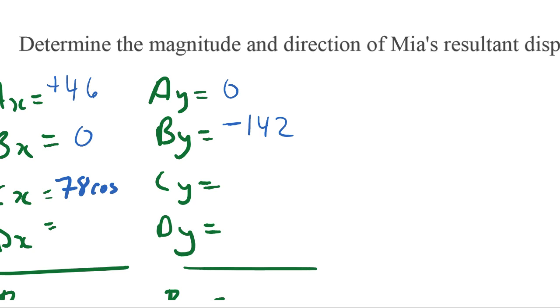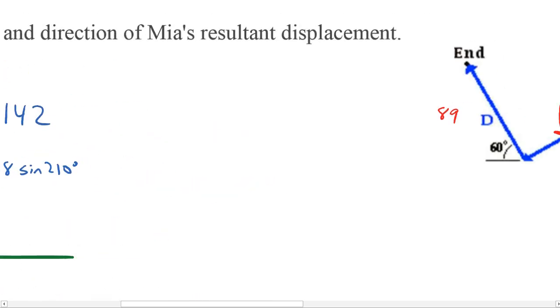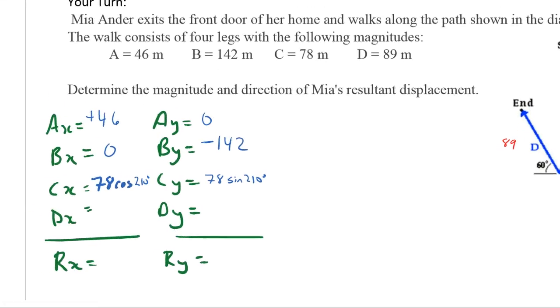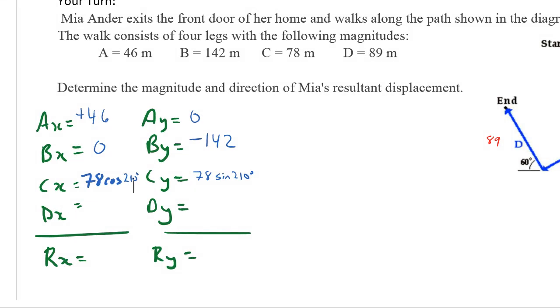I think I need a smaller pen here. Cos 210, and cy will be 78 times the sine of 210. Okay, degrees. I'm going to give you a second now on your own. Can you figure out what the angle is for D, and then can you write in what dx and dy are? I'll just pause for one moment.